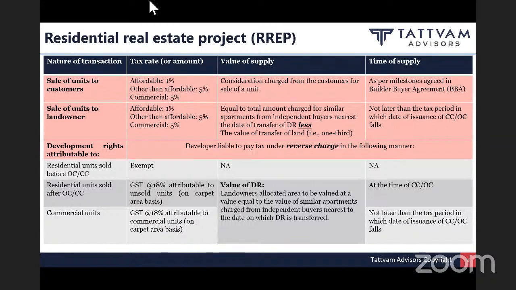So in our example, if out of 100 units which the developer has built, 40 he has allocated to me, that will be deemed to be sold units. He has retained 60. Until OC he has sold only 55 units. So on the 5 units which are remaining unsold, developer has to pay under reverse charge mechanism at the time of OC, and this value will be the market value of these unsold units at the time of OC.